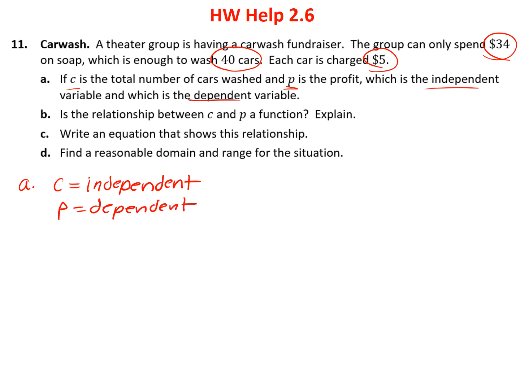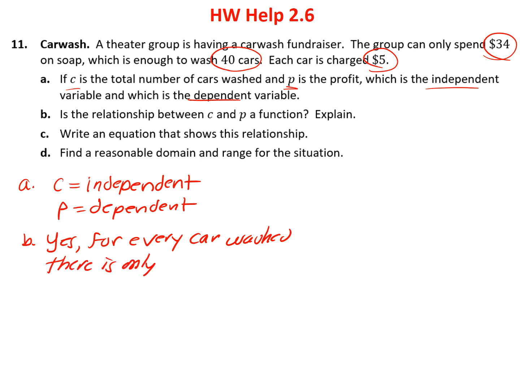All right. Is the relationship a function? Well, B, yes it is, because for every car washed, there is only one value given to it. There's a unique value. When you wash 10 cars, you make a certain amount of profit. You don't make $50 and $60. You make a certain amount, one amount.